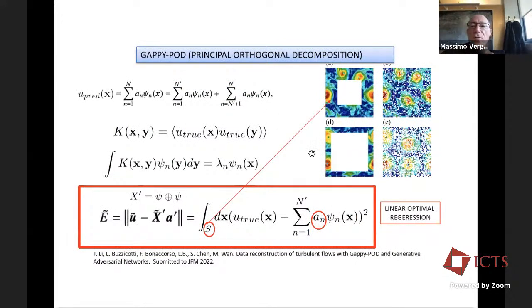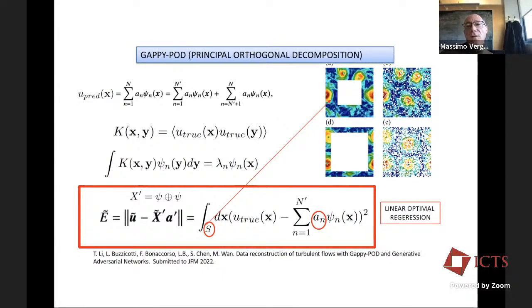In order to understand how good it is, you need a baseline, right? You need to understand, okay, how good with respect to what? We used two different, well understood tools, though not systematically applied in our community, that are based on principal orthogonal decomposition. The first one is called GAPPY-POD, and the idea is very simple and old.